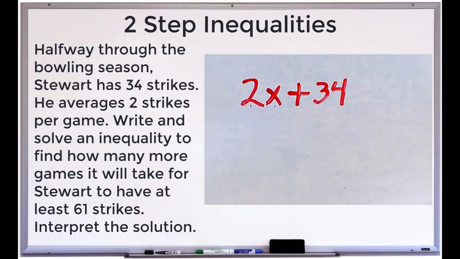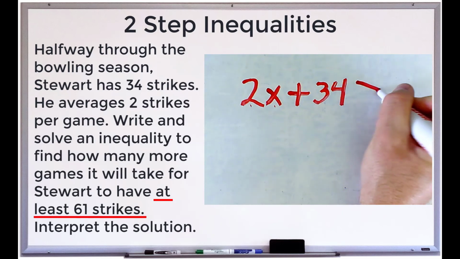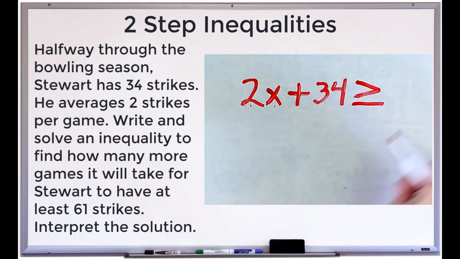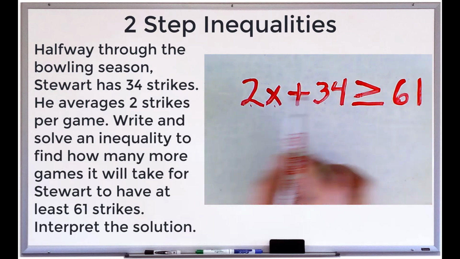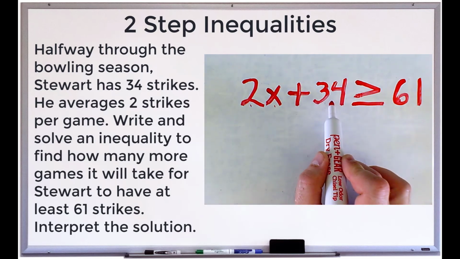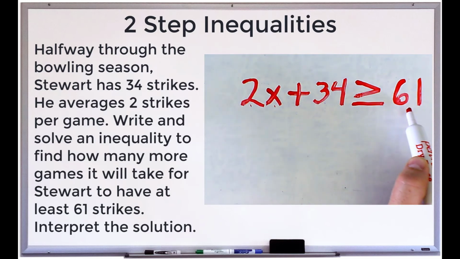At the end of our problem, it says it wants us to find out how many games it will take for Stuart to have at least 61 strikes. At least means greater than or equal to, and it needs to be at least 61. So our full inequality would be 2 strikes per game plus the 34 that he already has needs to be at least, or greater than or equal to, 61.